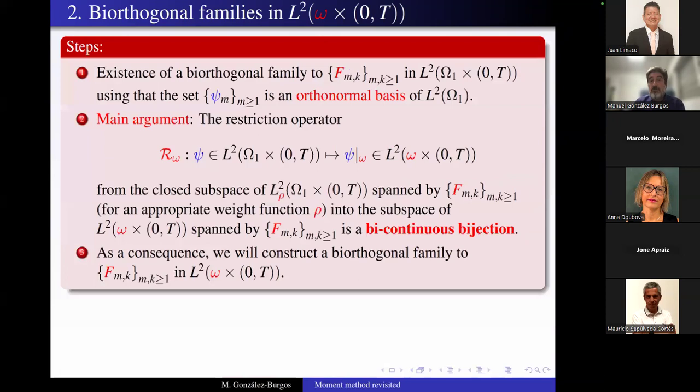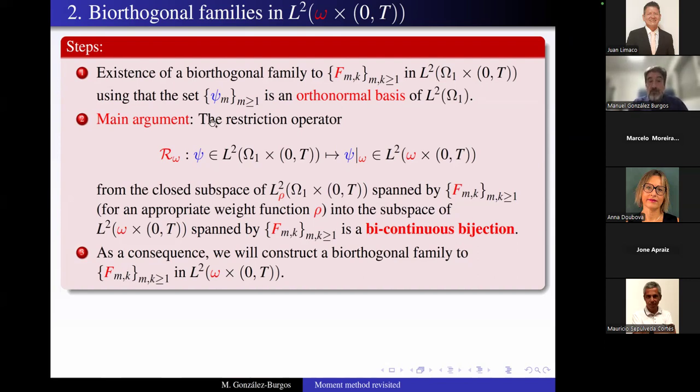Then this is the objective, to prove this result. And to this end, we are going to follow 3 steps. The first one is the case in which little omega is equal to capital Omega 1. In this case, observe that c_m is an orthonormal basis of L2. And then we can prove the existence of a bi-orthogonal family in L2 of Omega 1 times (0,T).